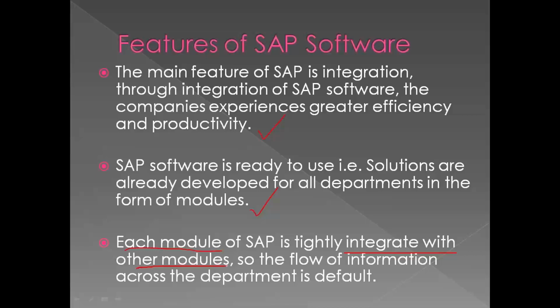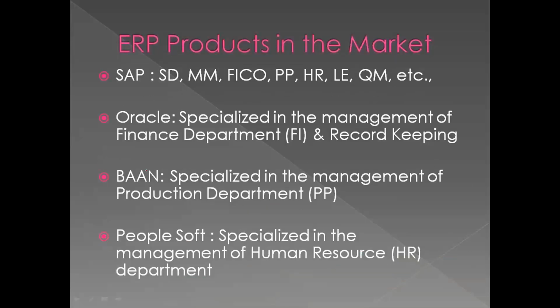Just now we have seen how SD and FI are integrated, so that the flow of information across the departments is default. Automatically, it can process. So we have the SAP SD module, MM module, FICO, PP, LE, QM, etc., that we have seen.